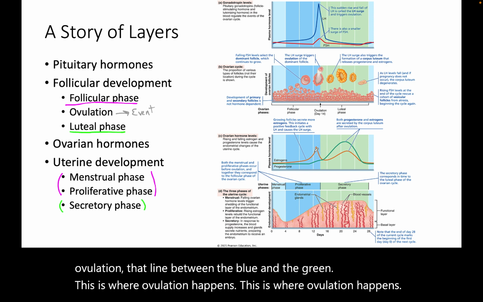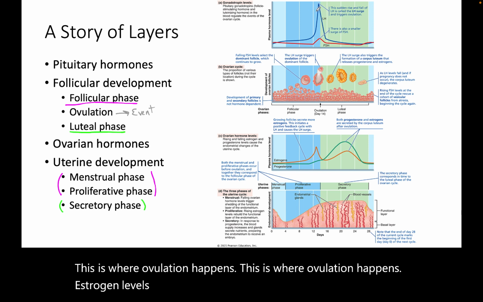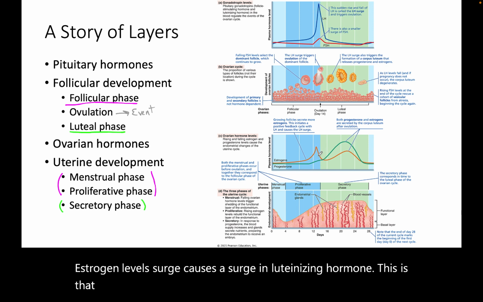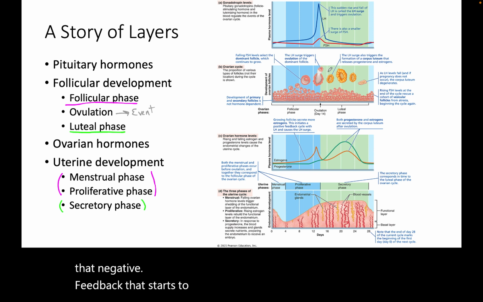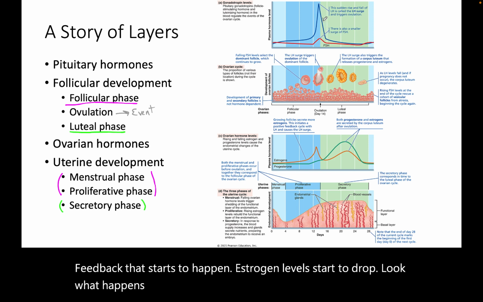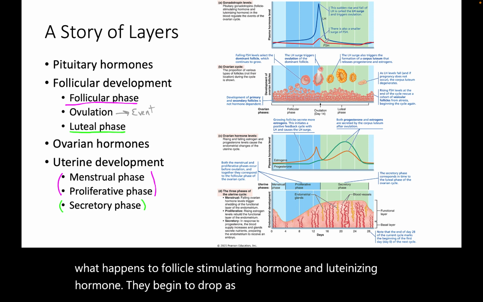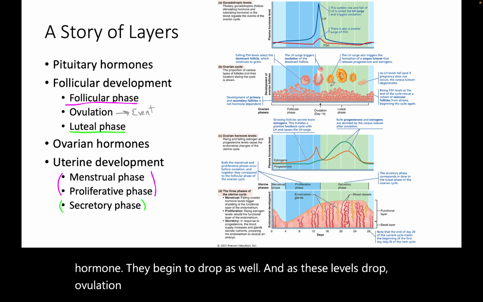Estrogen levels surge, causes a surge in luteinizing hormone. This is that negative feedback that starts to happen. Estrogen levels start to drop. Look what happens to follicle stimulating hormone and luteinizing hormone. They begin to drop as well. And as these levels drop, ovulation is done, and we move from the follicular phase into the luteal phase.